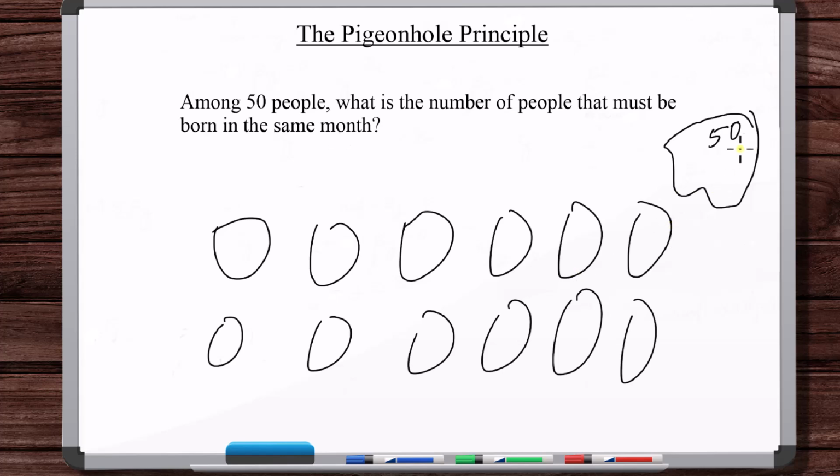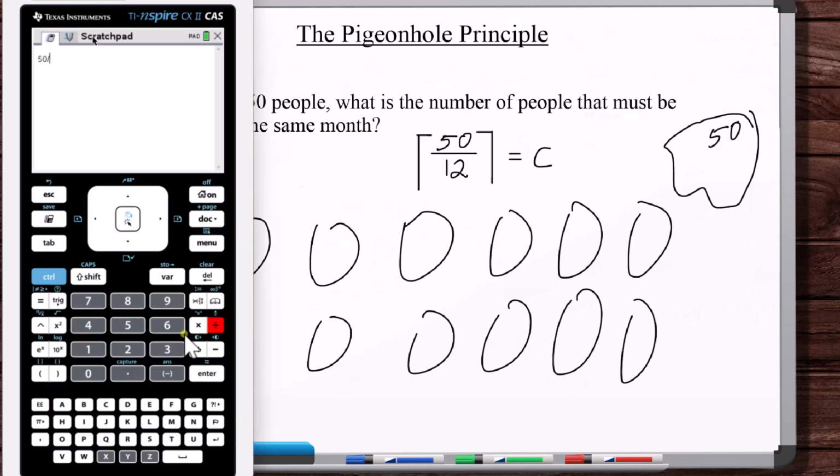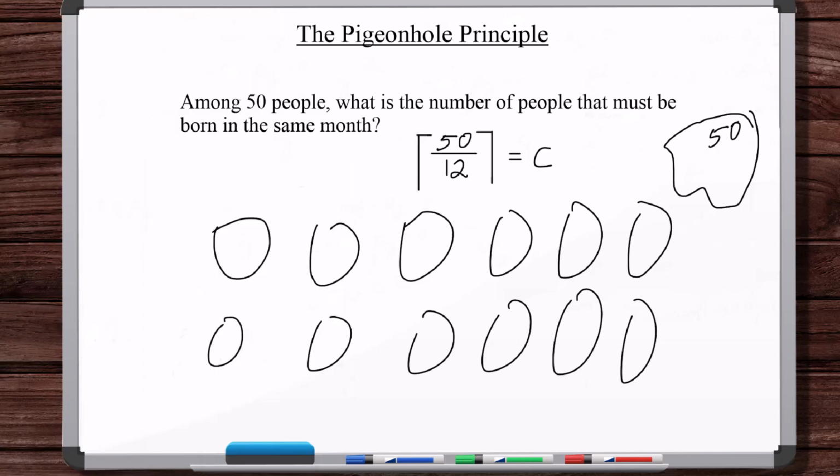So, okay, N is 50. K is 12. And we're solving for C. That's it. Okay. 4.17, so you round that up to 5. So the answer is 5.